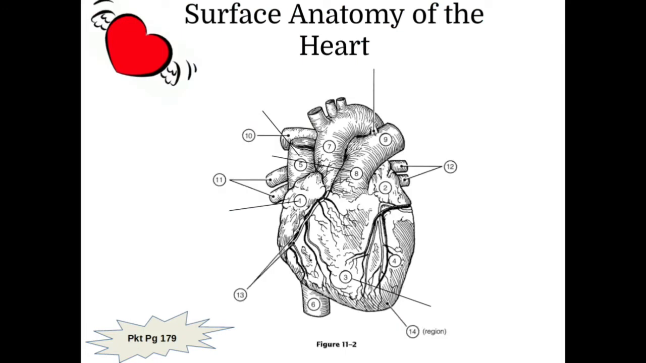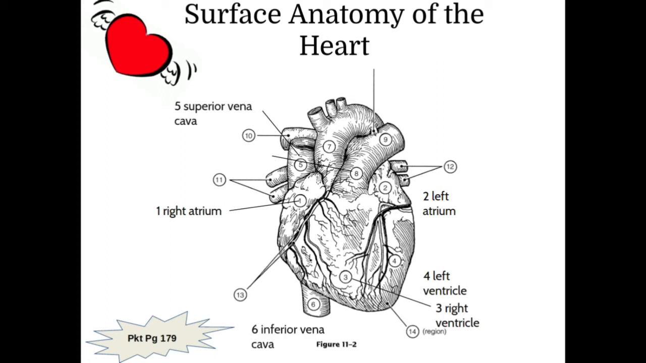Surface anatomy of the heart. This diagram, the packet has all these blanks at the bottom of the page, but I think it's easier to just identify all the parts by labeling it right on the diagram. So in this real heart, looking at the surface anatomy, it's kind of harder to see the right and left atrium. On an actual heart, they're kind of paler looking because they're not as thick of muscle as the ventricles are. 3 and 4 are pointing to the right and left ventricle. 5 and 6 are pointing to the superior and inferior vena cava.